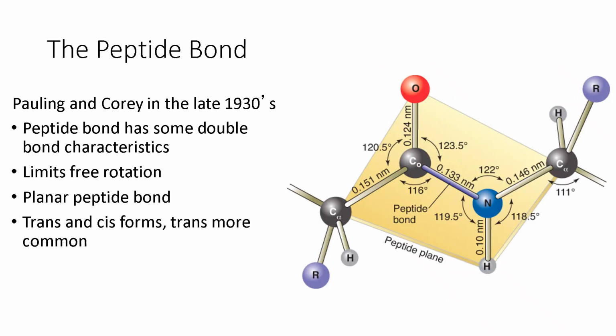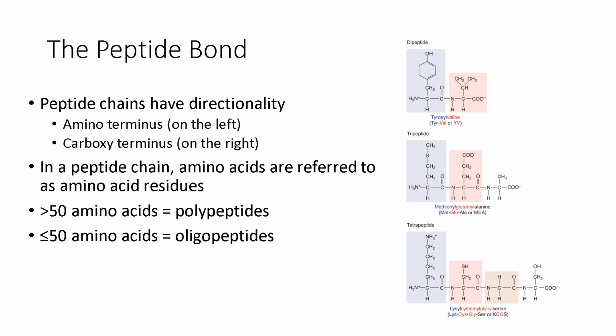The structure of the peptide bond was further studied by Pauling and Corey in the 1930s. They discovered that peptide bonds exhibit partial double bond character, which limits rotation around the bond and gives it a planar geometry. Peptide bonds can exist in trans or cis configurations, with the trans form being more common due to reduced steric hindrance.